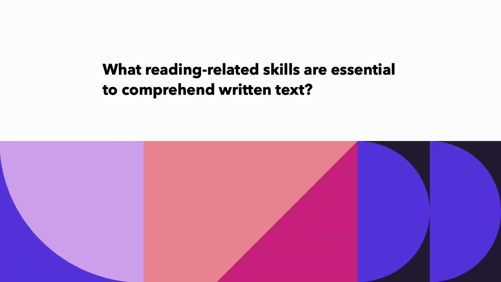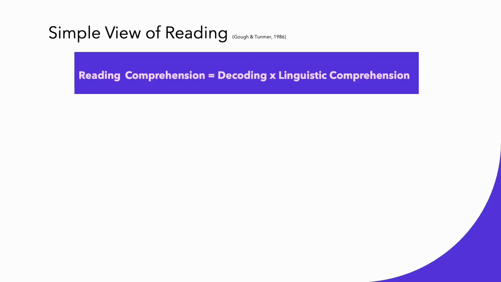So the first question we're going to look at is what reading-related skills are essential to comprehend written text. And here, by comprehension, I mean where an individual engages in a process of extracting and constructing meaning while actively engaging with the text. So, according to a prominent reading theory called the simple view of reading, for individuals to read and comprehend grade-level text, they need to be skilled in two domains. The first is decoding, and the other is linguistic comprehension.